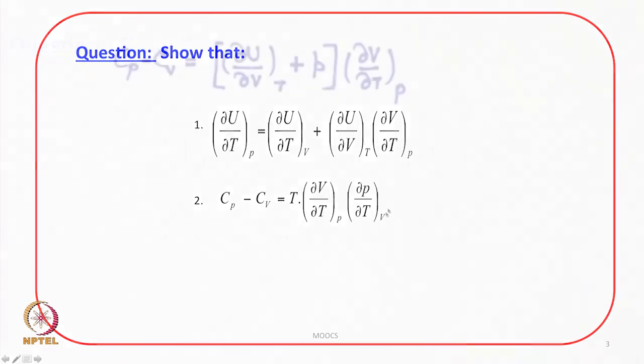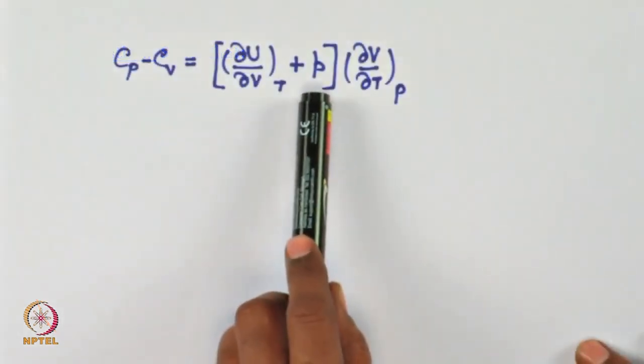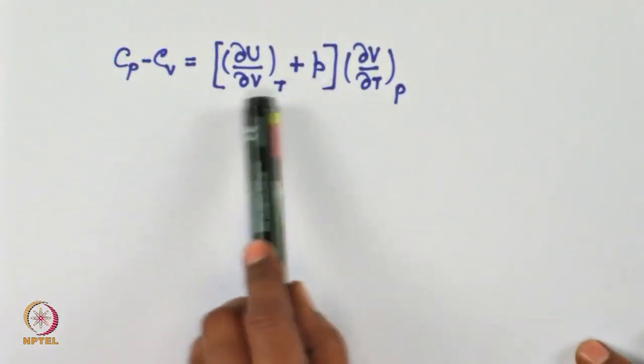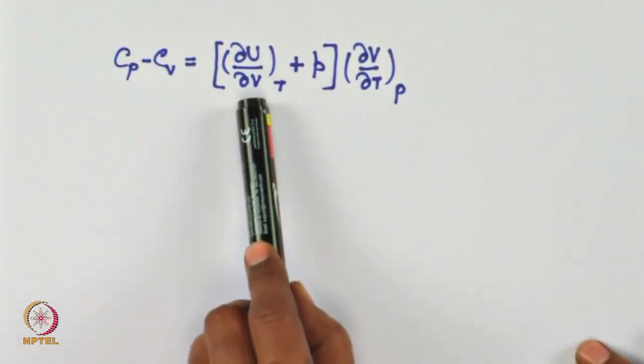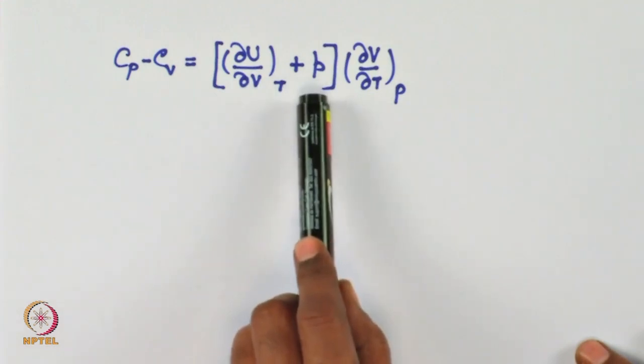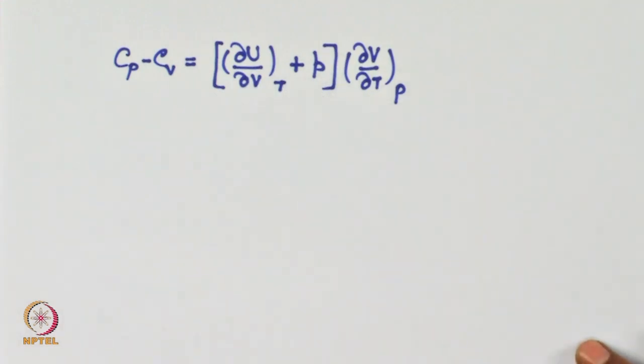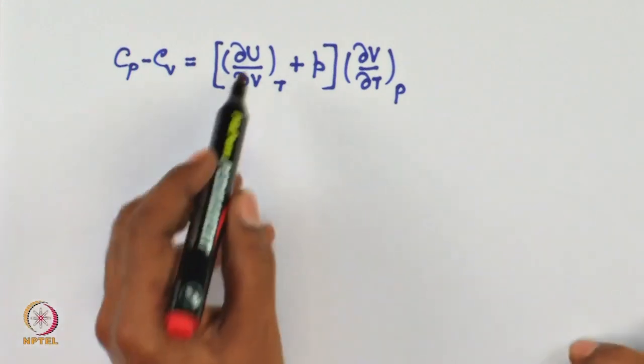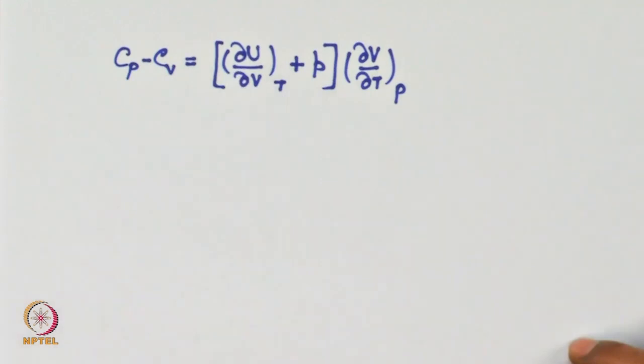So, the strategy should be that we find an expression which we substitute in this, and that should allow us to get rid of the pressure. How can we proceed? Can we write an expression for ∂u/∂v at constant temperature, and that should allow us to get rid of pressure?